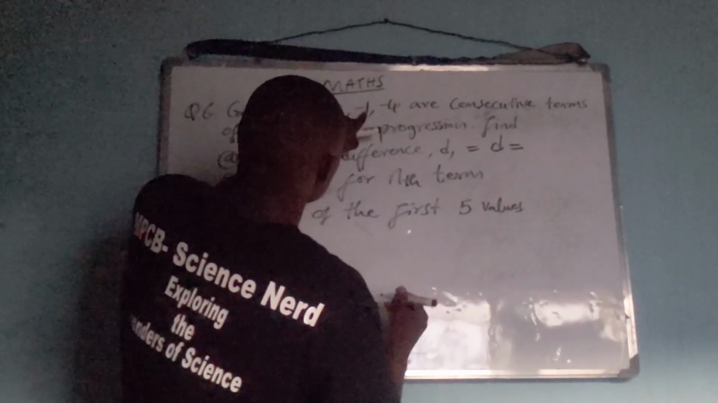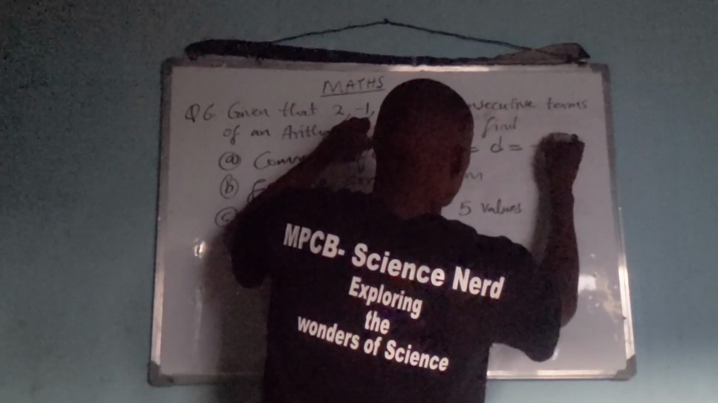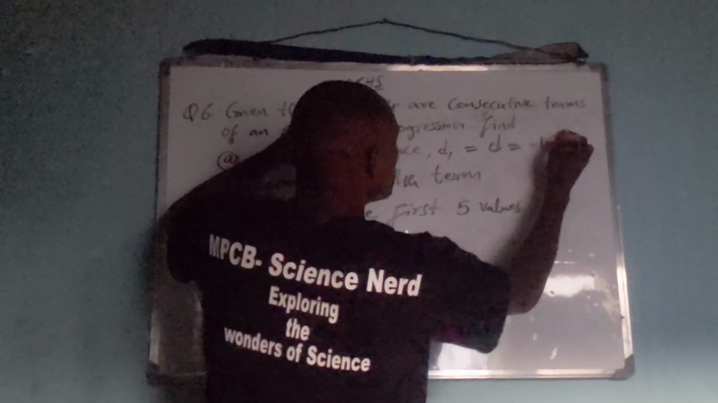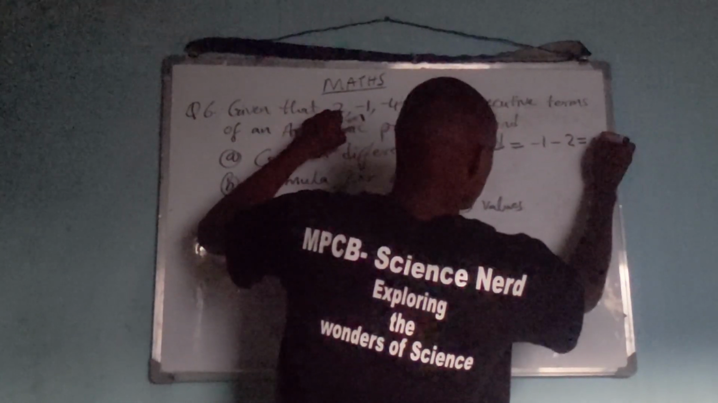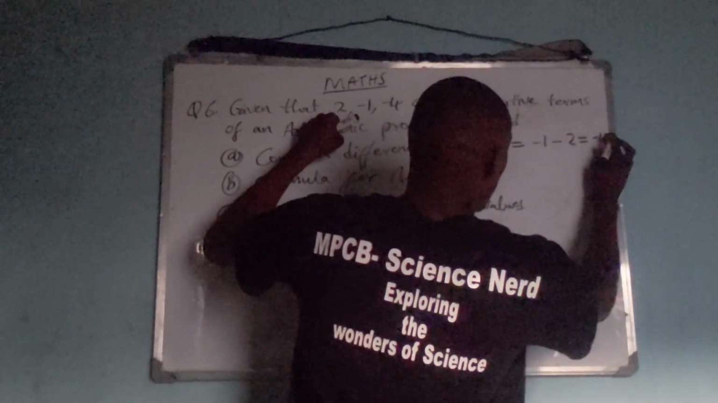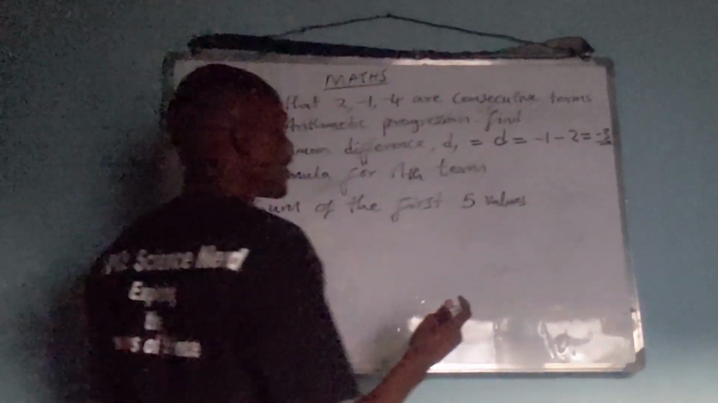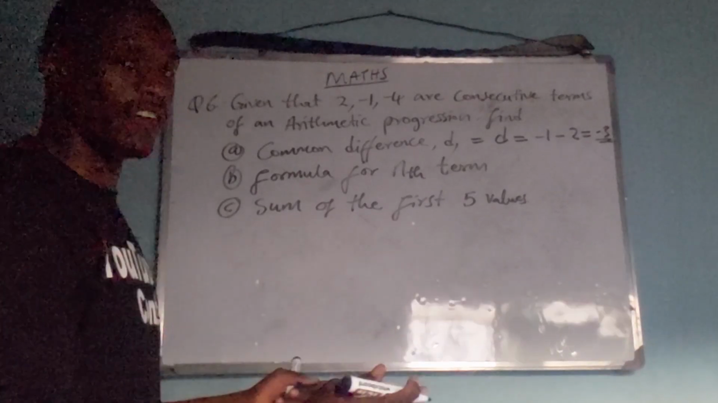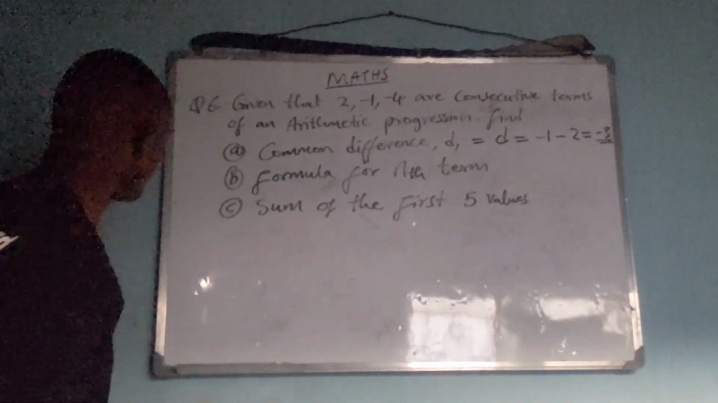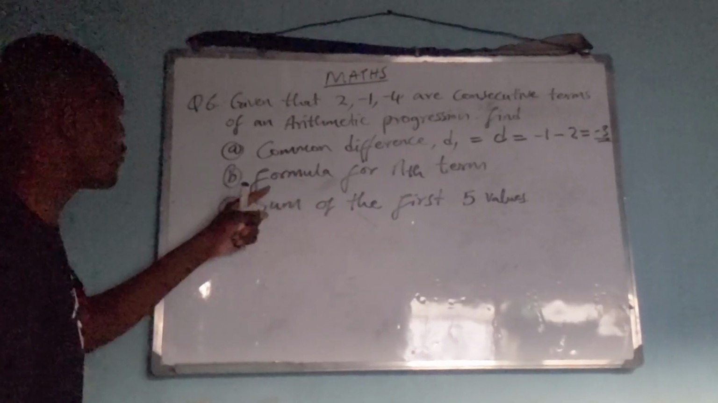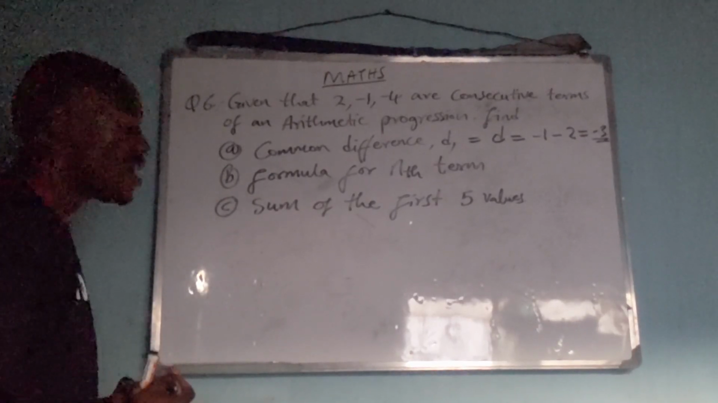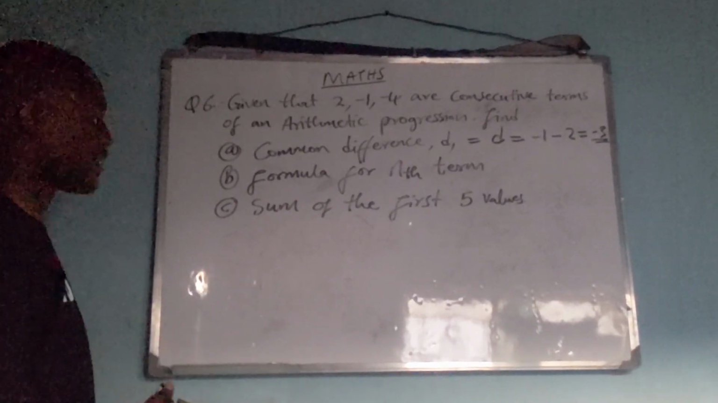So we'll say -1 minus 2, which is giving us -3. So that is our common difference. Next question, the formula for the nth term. The formula for the nth term.